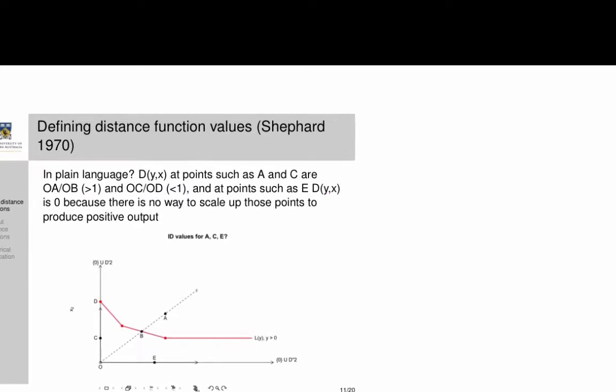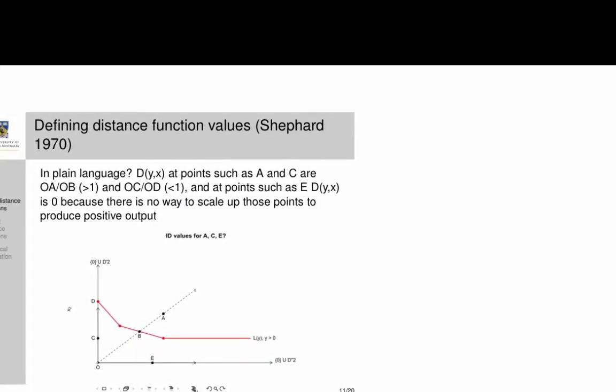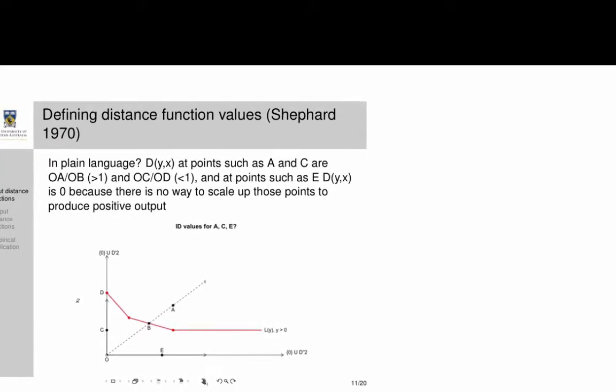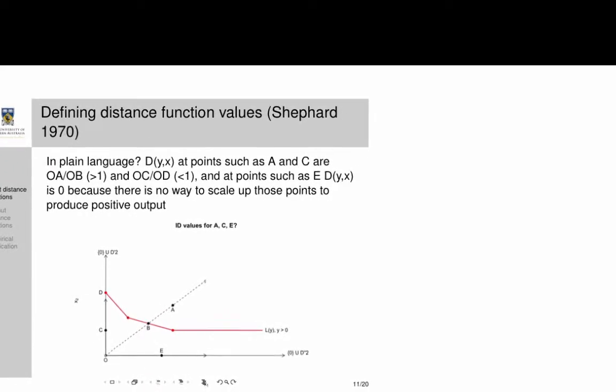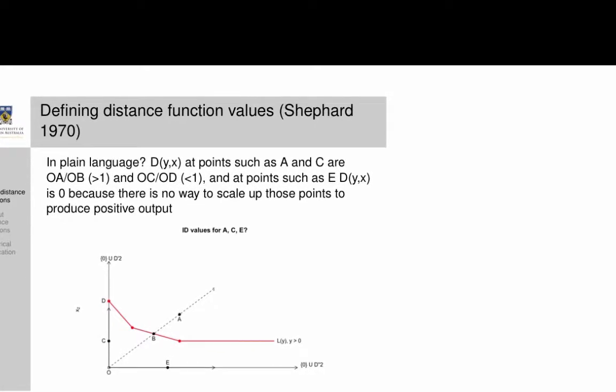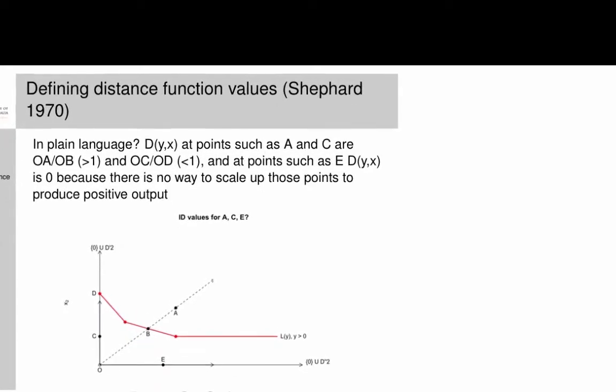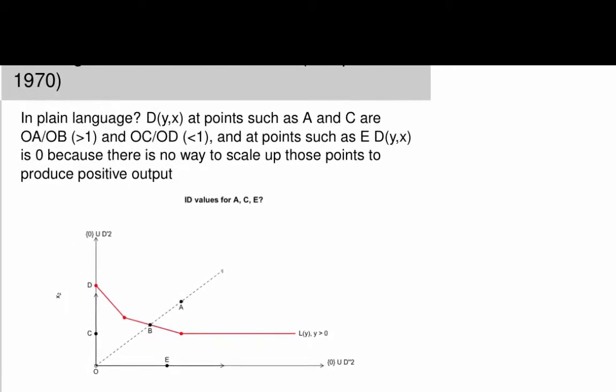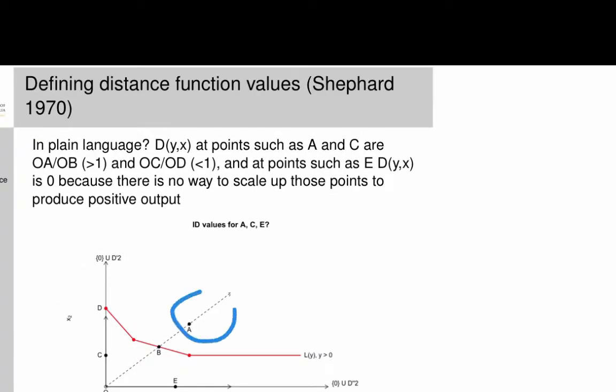Okay, another point to look at is what the distance function values being greater than, less than, or equal to 1 indicate. In points such as A and C, the distance function values are different from 1. At point A, the distance function value is above 1, meaning that we need to scale down our inputs to bring it to the frontier. But at point C, which is too small to produce Y, the input distance function is below 1, meaning we need to scale it up, not down, to bring it to the frontier.